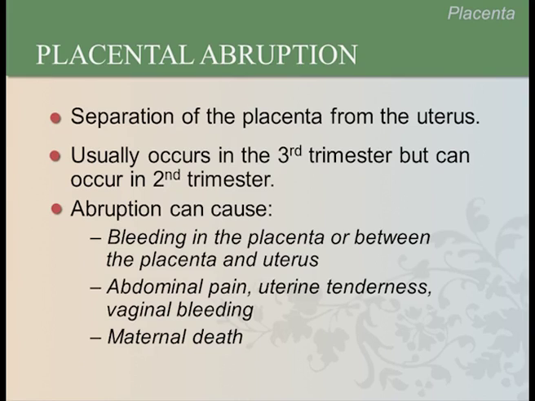Another condition of the placenta to watch for is placental abruption. This is when the placenta separates from the uterus. This usually occurs in the third trimester, but can also occur in the second trimester. Abruption can cause bleeding in the placenta or between the placenta and uterus. It can also cause abdominal pain, uterine tenderness, and vaginal bleeding. Placental abruption is a leading cause of maternal death, so it is critical to identify this condition.